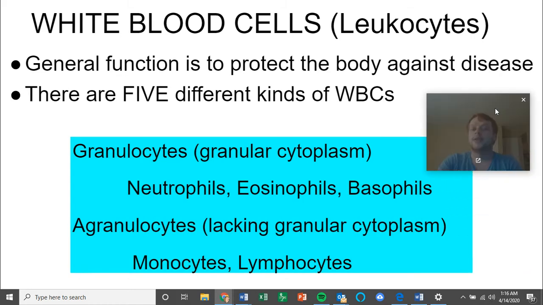Our next major category are white blood cells, and this is where things kind of get a lot more complex. Their job is to protect our body against disease, and there are 5 different kinds of white blood cells. They fall into 2 major categories though.